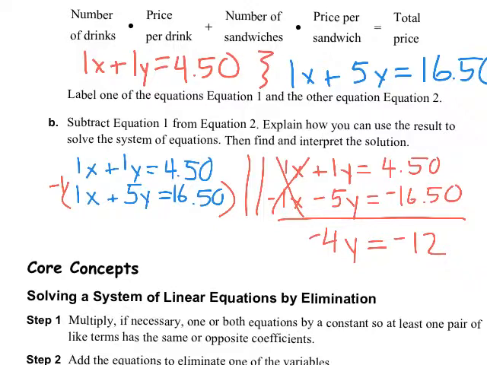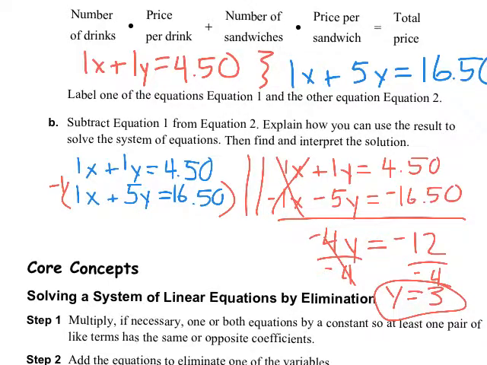So I create opposites. I add down to eliminate. And now I just need to solve what's left. So I divide by -4. And I end up with y equals 3. What does that mean? The price of the sandwich, right? Because if I go back up to the original problem, it tells me y is the price of the sandwich.